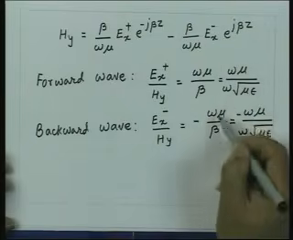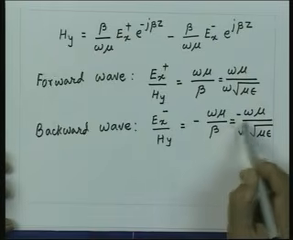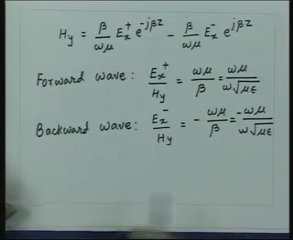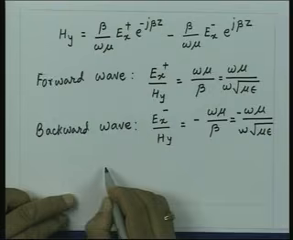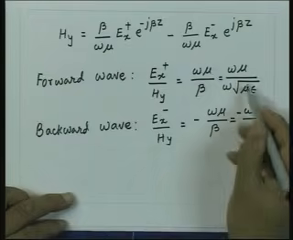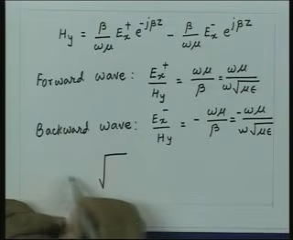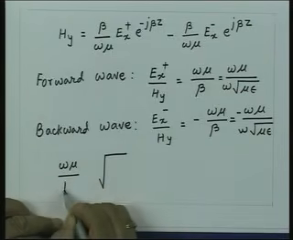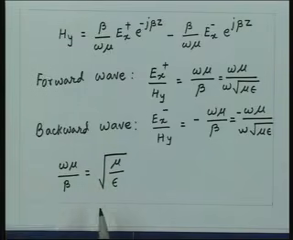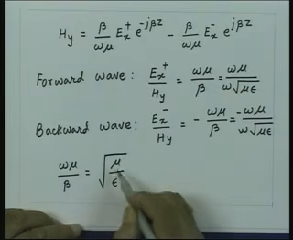Omega will cancel in this case. I will get a quantity square root of mu upon epsilon. Here I will get a quantity minus square root of mu upon epsilon. Now, if I look at this quantity omega mu upon beta, which is from here square root of mu upon epsilon. So, we have here omega mu upon beta, that is equal to square root mu upon epsilon, and we know the units of this mu, which is Henry per meter, and epsilon is Farad per meter.